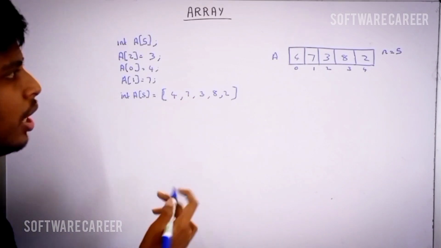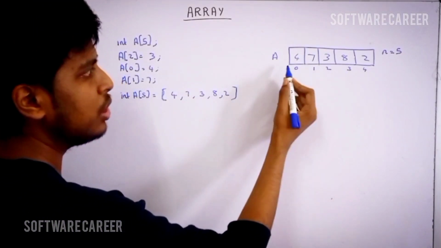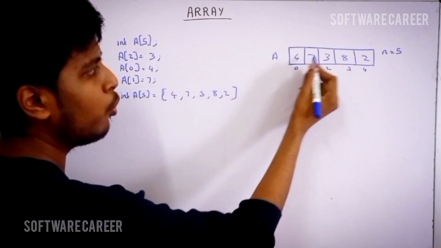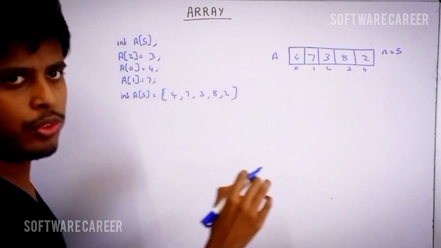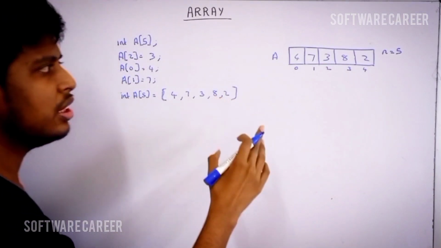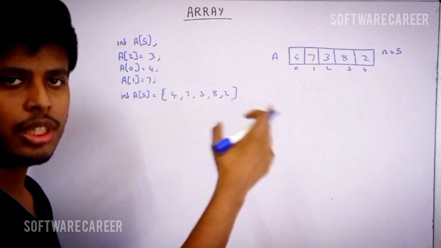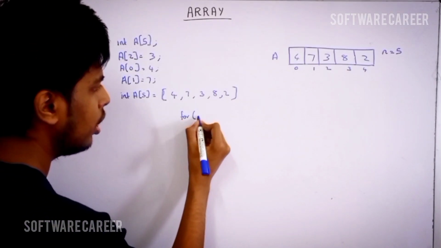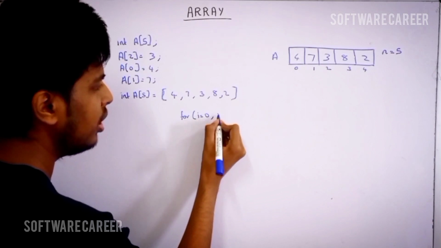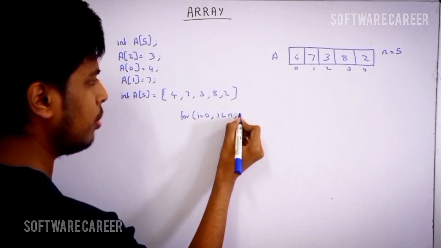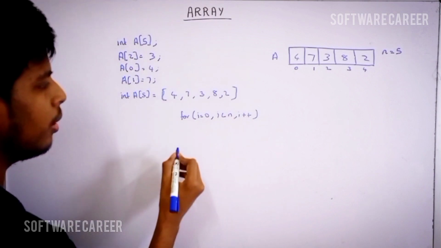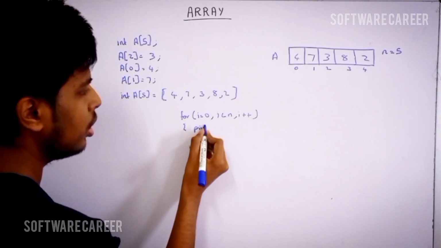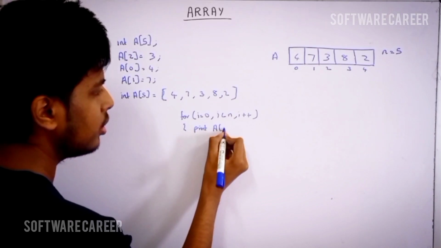Now let's see how to traverse this array. Suppose I want to print what elements are present in this array. The output should be 4, 7, 3, 8, 2. How do we check what elements are present in this array? Let's write the code. for (i equals 0; i less than n; i plus plus), then in brackets print a[i].